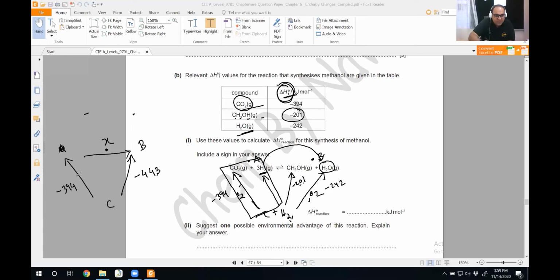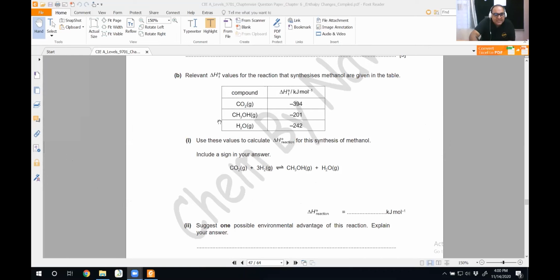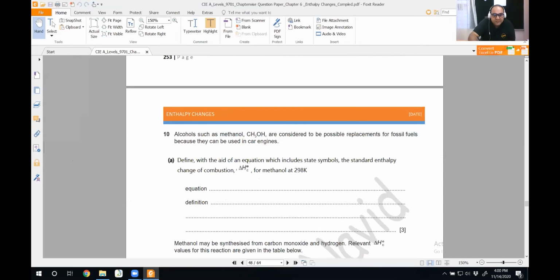So actually B will be this, or C will be this. What would your equation look like? B can be C minus A. That's okay. You do the calculation, you'll get the answer. Okay, now at least you've understood formation.